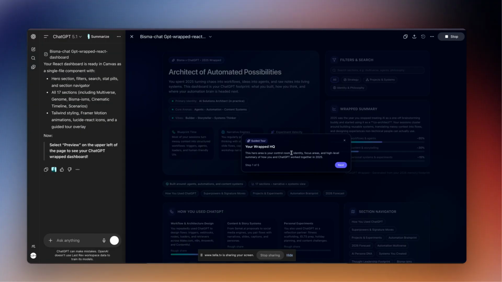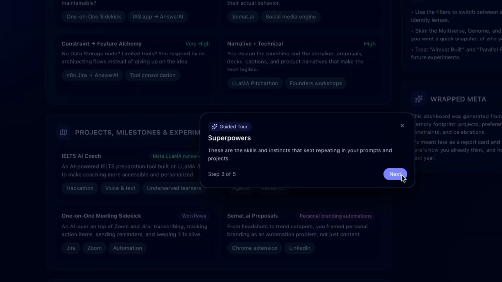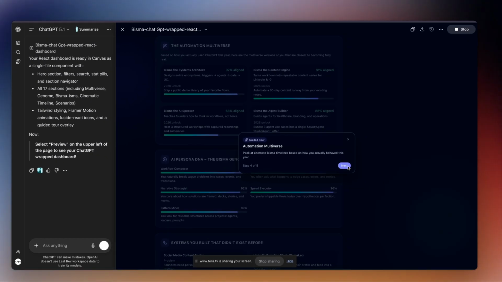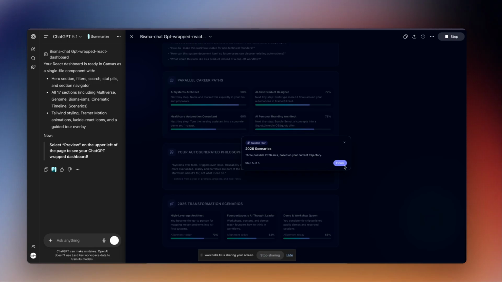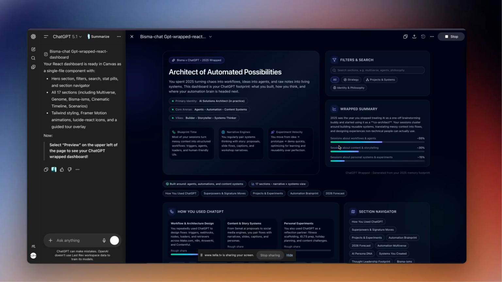How I have worked in 2025 and the summary of my tasks completed or questions asked to ChatGPT. I wanted to see overall where my focus had been, what my high level summary was, and this is what I've created. So I can see the usage patterns, some of the superpowers, some automation milestones achieved, and then some possibilities for my 2026. So let's see what it is.